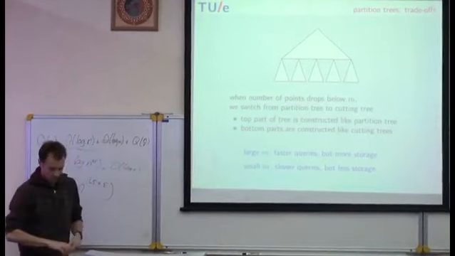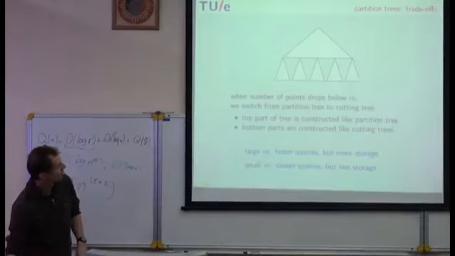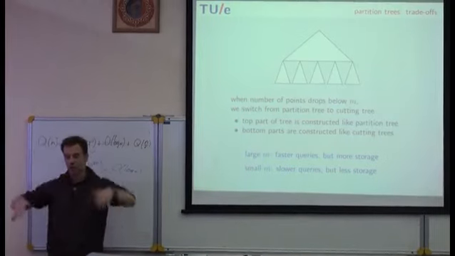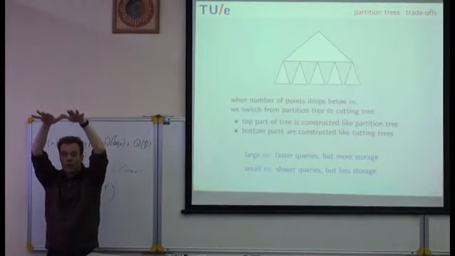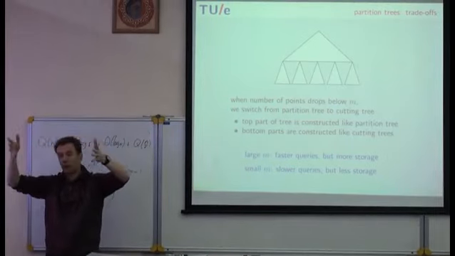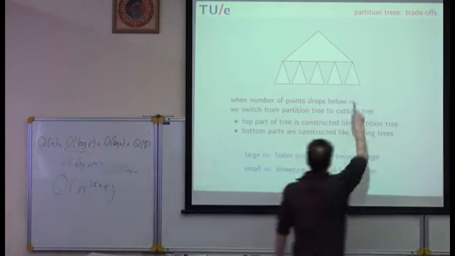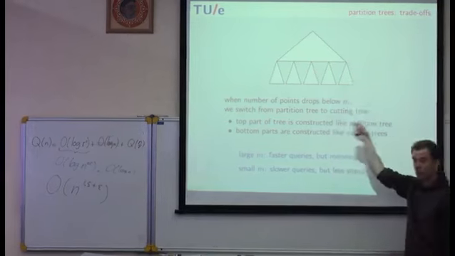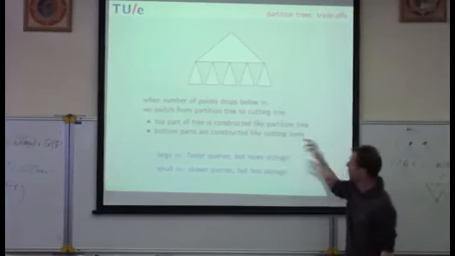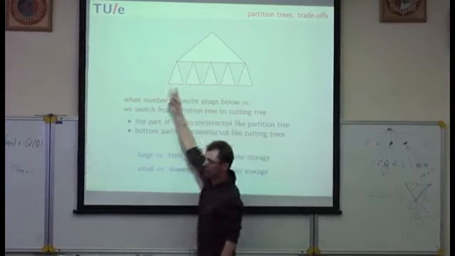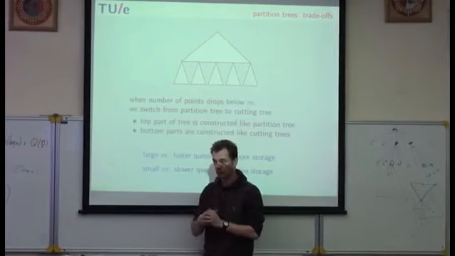So a different way to think about it is that the highest levels of my tree are simply going to behave as partition trees, but at some point, let's say at this level, when the number of points is m, then these things are going to be cutting trees in dual space.